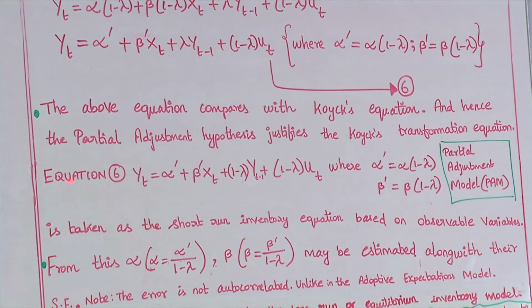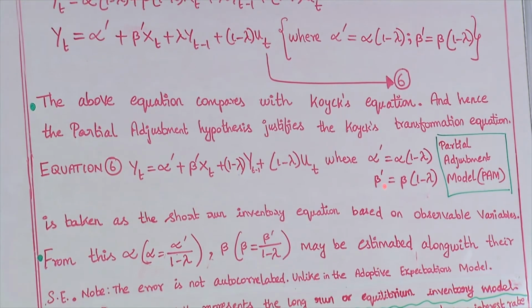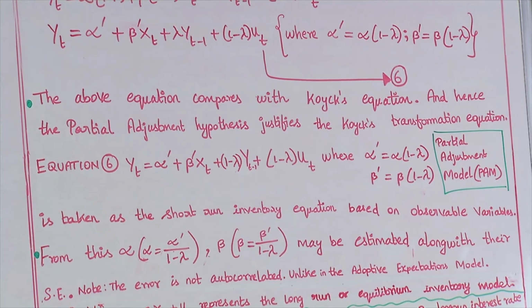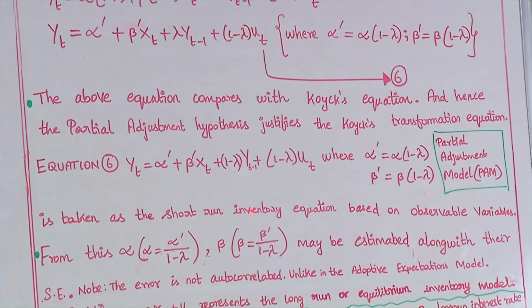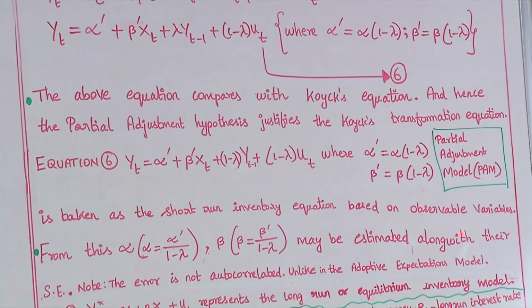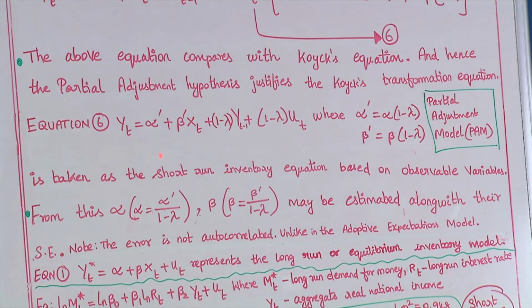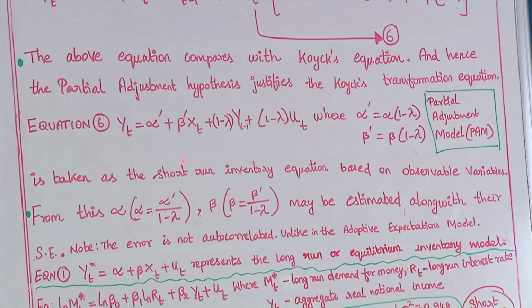Now, let us take equation number 6, yt is equal to alpha dash plus beta dash xt plus lambda yt minus 1 plus 1 minus lambda ut, where alpha dash is equal to alpha into 1 minus lambda, and beta dash is equal to beta into 1 minus lambda. This equation is otherwise called the partial adjustment model. This partial adjustment model represents the short run inventory equation based on the observable variables. So naturally this equation can be estimated using the OLS method. The OLS procedure can be applied to estimate the coefficients alpha dash, beta dash, and 1 minus lambda.